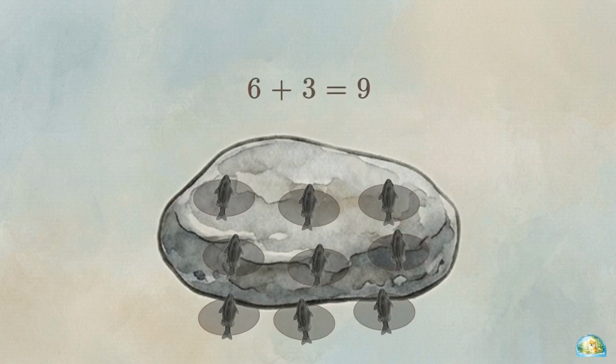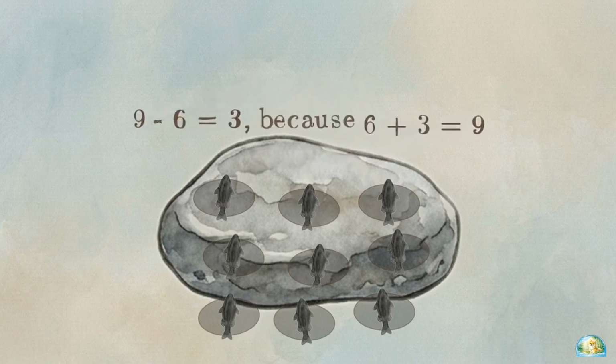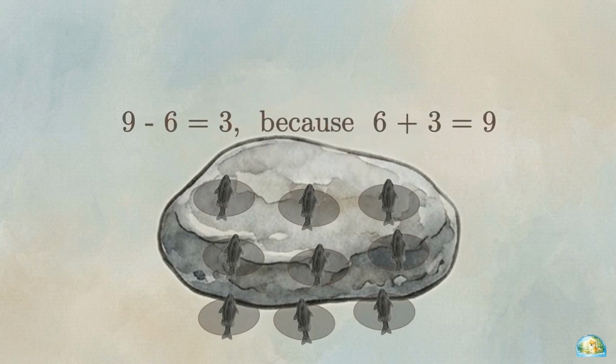6 plus 3 equals 9. That addition fact solves the missing piece. So 9 minus 6 equals 3. 9 minus 6 equals 3 because 6 plus 3 equals 9.